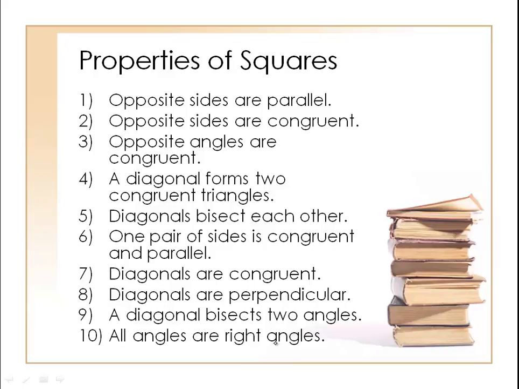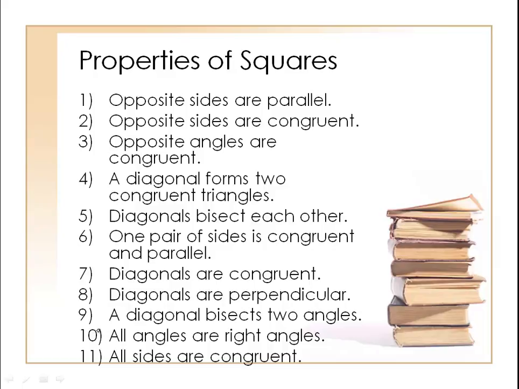All angles are right angles. That comes from a rectangle. And then all sides are congruent comes from a rhombus. What you'll notice here is the first 6, 1 through 6, come from a parallelogram. Let's see, where is it? Diagonals are congruent, and all angles are right angles. 7 and 10 come from a rectangle, and then 8, 9, and 11 come from a rhombus.